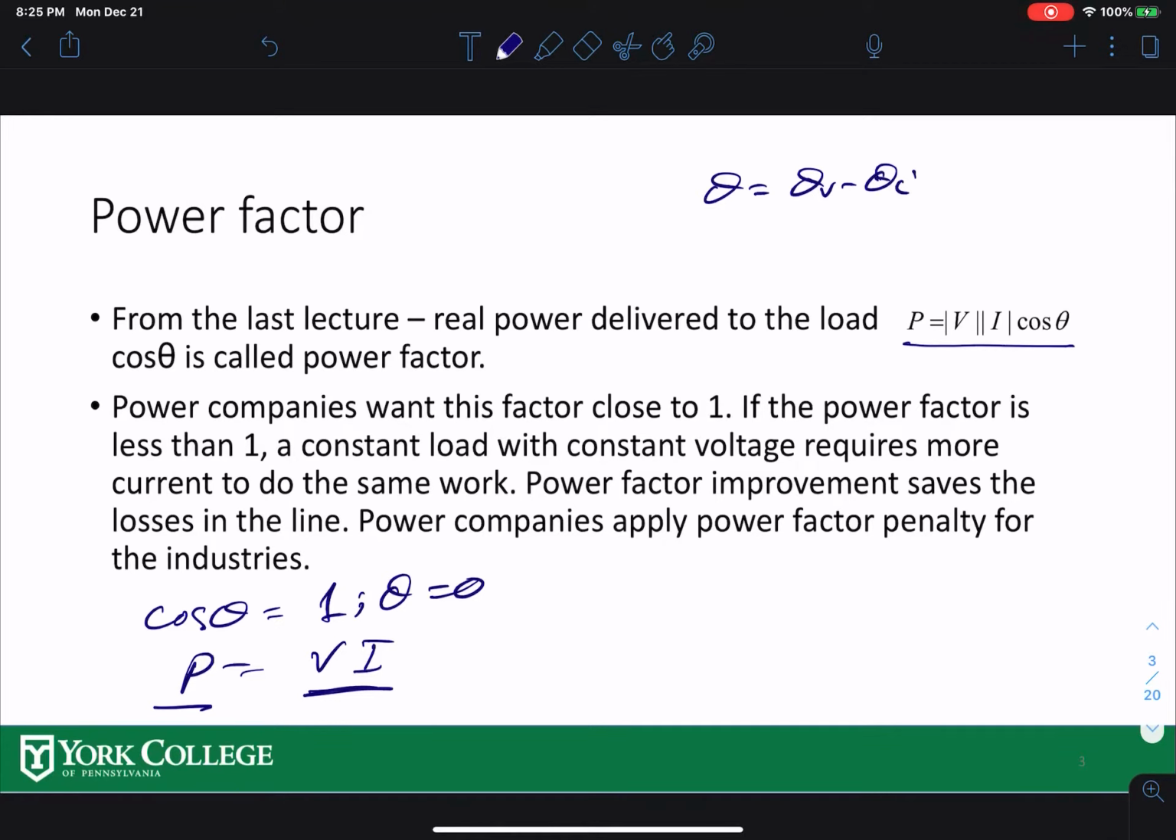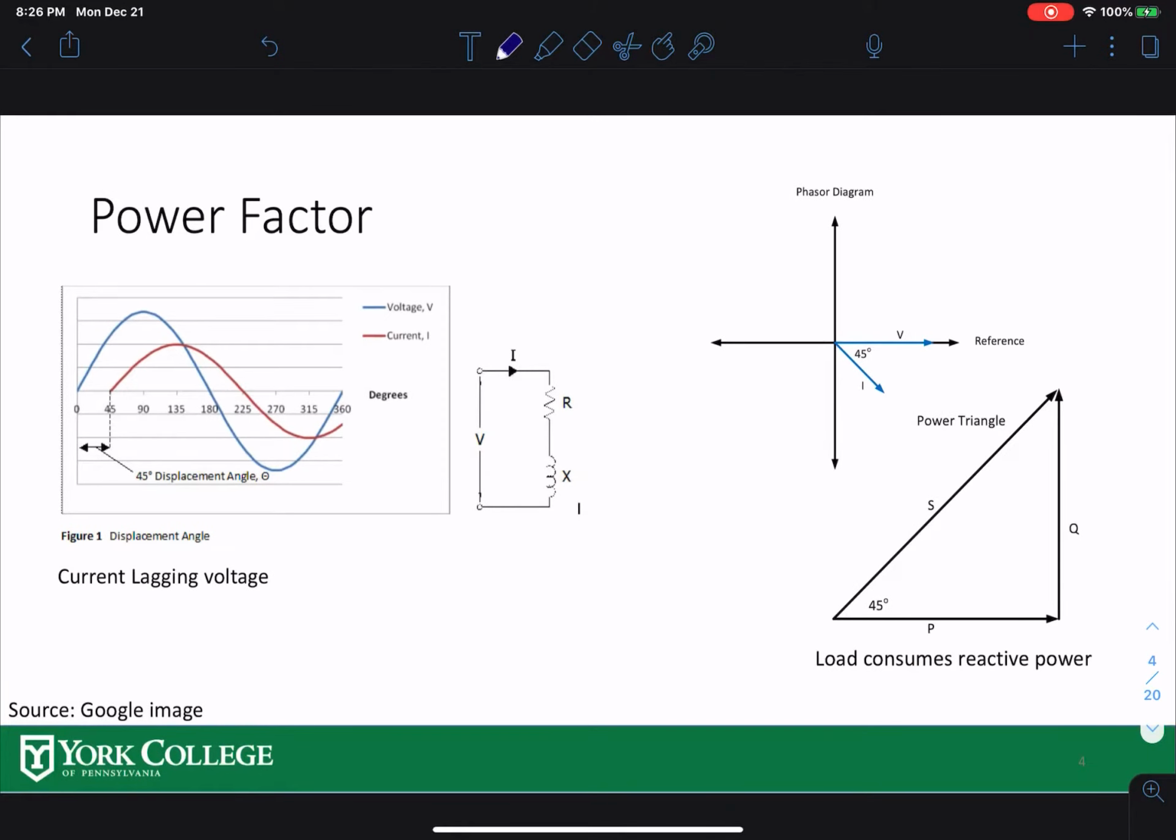So the ideal situation is cosine theta equal to 1, theta equal to 0, and real power equal to apparent power. But it's not going to happen because we have capacitive and inductive loads in the system, which take the current away from the voltage, and there is an angle difference. That is where reactive power comes in. If you have a current and voltage signal like this, your current is lagging by 45 degrees over here. So your current is coming after the voltage. That means it's lagging by 45 degrees.